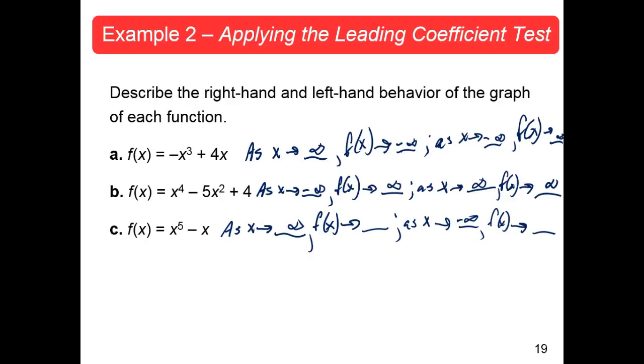Now, again, here's how I like to do it. Rather than remembering the rules, just do this. Take it to be 10. That's not infinity. It's nowhere close to infinity. So let's take 10. 10 to the fifth is 100,000. Positive or negative? Positive. So that's just going to be a positive infinity. Okay? And as that goes to negative infinity, let's just use negative 10. What's negative 10 to the fifth? Negative 100,000. That's heading toward negative infinity.